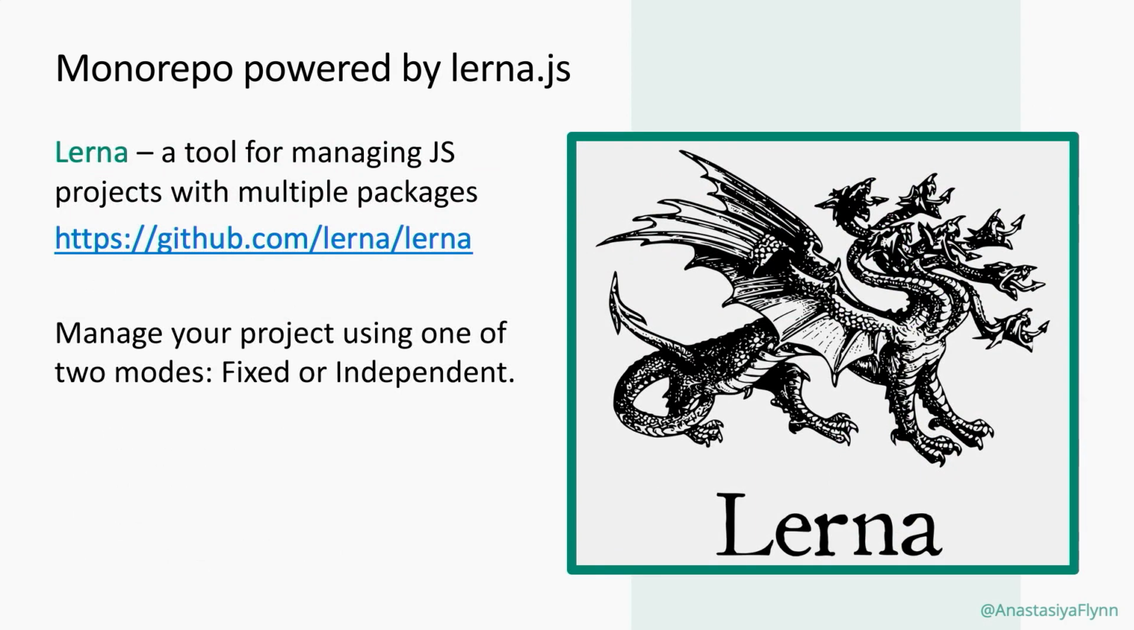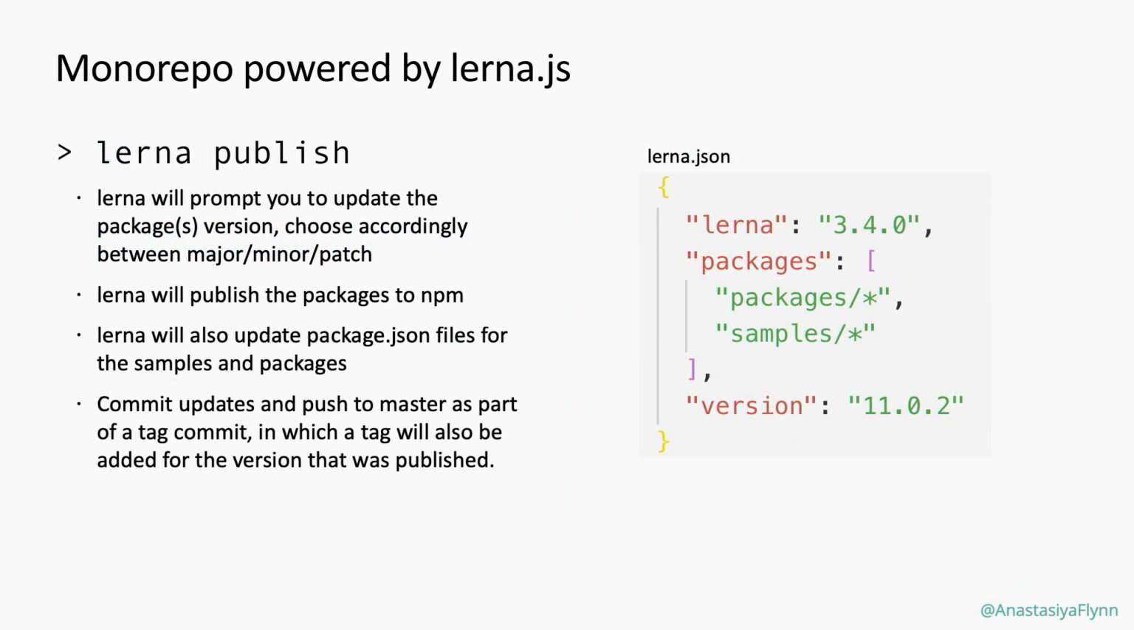So we use something called Lerna to help us with our Monorepo. It's a tool for managing projects with multiple packages. So check out their GitHub if that's something your project is doing. It allows you to manage your project in one of two modes, fixed or independent. With independent, you can version each package by itself, whereas with fixed, you just specify lerna.json like that at the root of your project, and you specify the version.